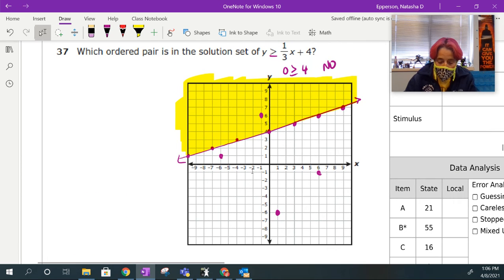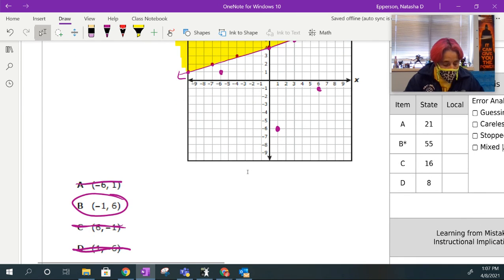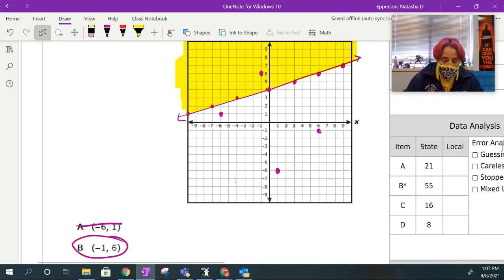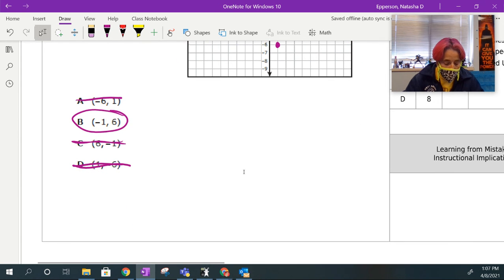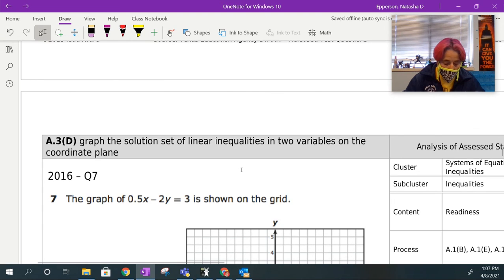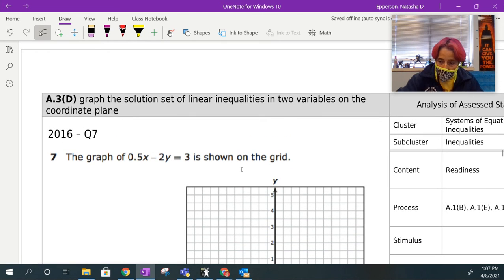Be careful. If you had shaded the other side, you would have had 3 answer choices. Make sure you notice it says which pair is. So we're only looking for one answer. You're only going to select one answer. So if you had shaded the wrong side, you would have had 3 correct answers. So be careful and watch that. That can also help you check to make sure that you're picking the right value.